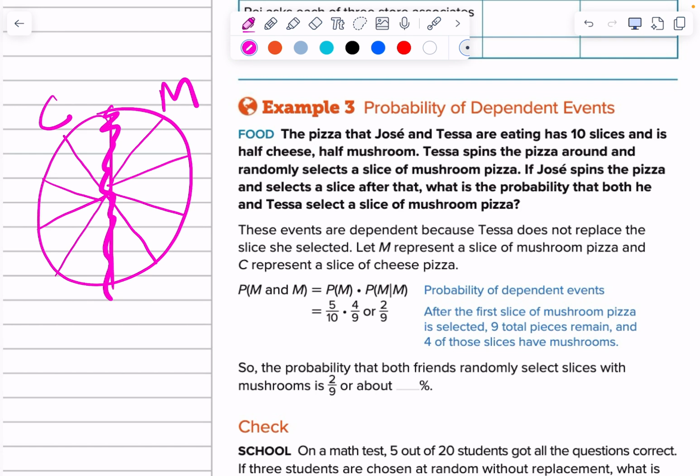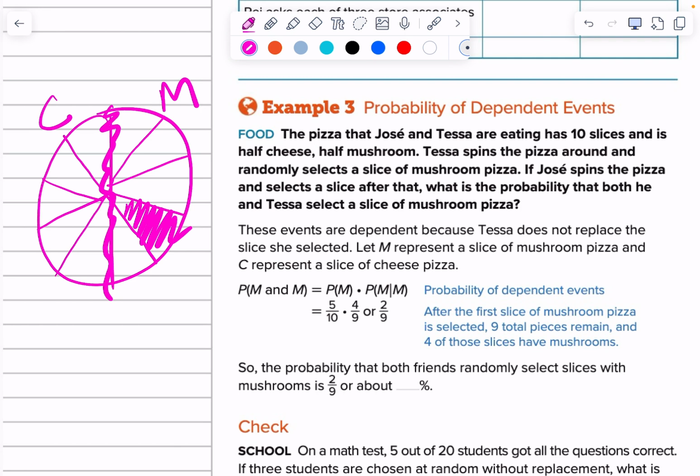All right. Tessa spins the pizza around and randomly selects a slice of mushroom pizza. Hold on. She randomly selects a slice of mushroom pizza, so this one's now gone. If Jose spins the pizza and selects a slice after that, what is the probability that both he and Tessa select a slice of mushroom pizza?